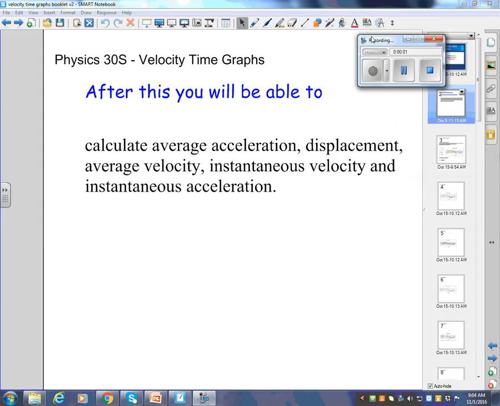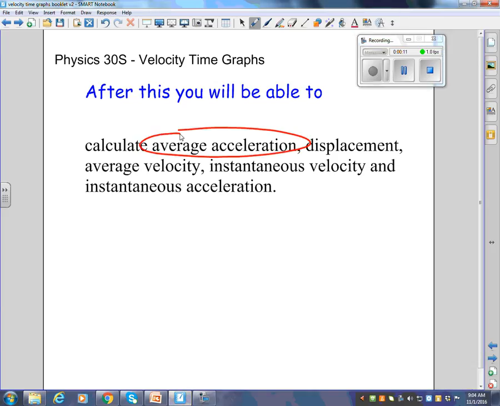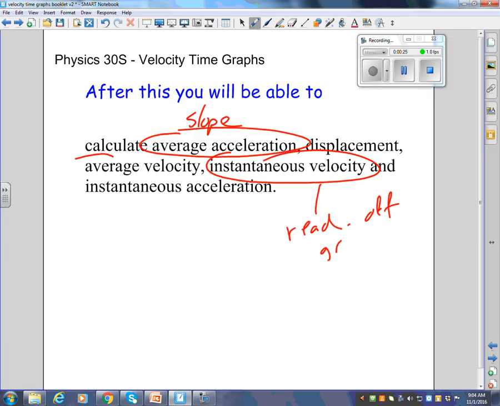So you will remember yesterday we started our little look at velocity time graphs. And yesterday we calculated average acceleration. And how did we do that? Looking at slope. We looked at not average velocity, we looked at instantaneous velocity. And how did we do that? Read it off the graph.